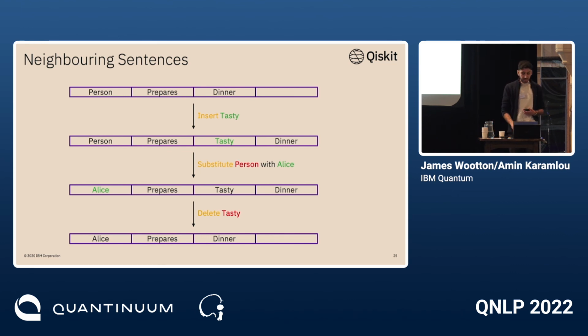If I start with the sentence, person prepares dinner, I could insert the word tasty, and then I get person prepares tasty dinner. Alternatively, I could substitute something. So I could substitute the word person with Alice, and then I get Alice prepares tasty dinner. Or I could delete something. So whenever I perform one of these three operations, I'll say I end up with a neighbor of the previous sentence.